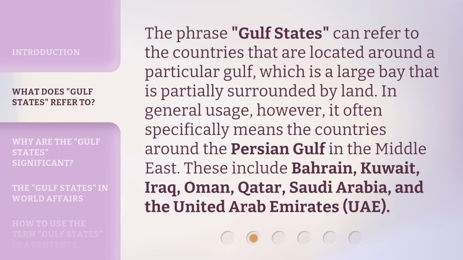The phrase, Gulf states, can refer to the countries that are located around a particular gulf, which is a large bay that is partially surrounded by land. In general usage, however, it often specifically means the countries around the Persian Gulf in the Middle East. These include Bahrain, Kuwait, Iraq, Oman, Qatar, Saudi Arabia, and the United Arab Emirates, UAE.